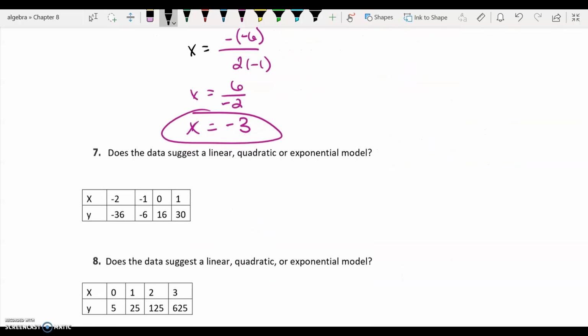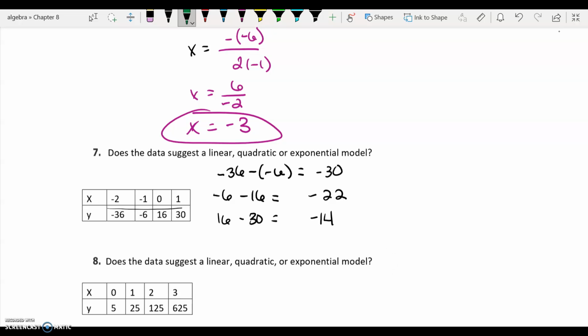Next one says, does the data suggest a linear, quadratic, or exponential model? Remember, if the x is constant, we're going to take the y's and subtract them. So I'm going to take negative 36 minus a negative 6. So this is my first difference. I'm going to end up getting negative 30. And then I'm going to take negative 6 minus 16, get negative 22. And I'm going to take 16 minus 30 and get negative 14. So that's the first difference. All right, there is no pattern, they're not constant.